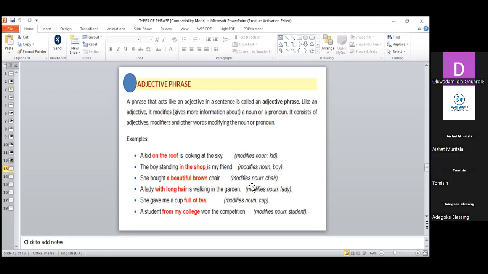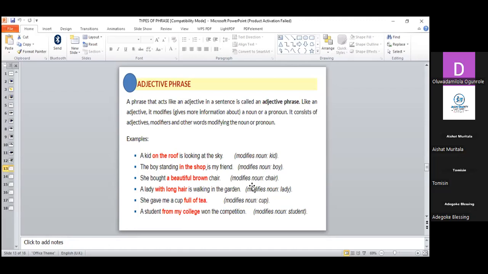So now, when you have a noun either at the subject position or at the object position, adjectival phrases can work with both of them. So now the third example shows that as much as we can use an adjectival phrase at the subject position, we can also use it at the object position. Now, the sentence: she bought a beautiful brown car.